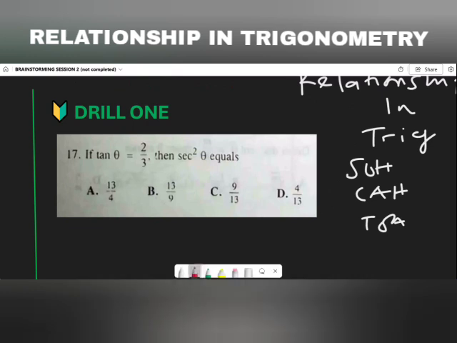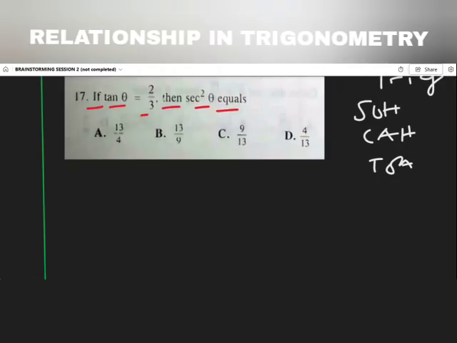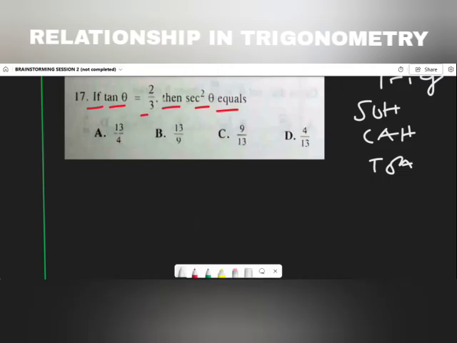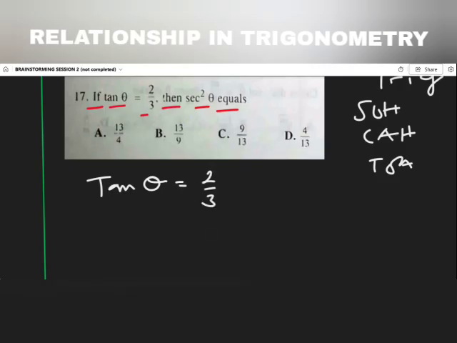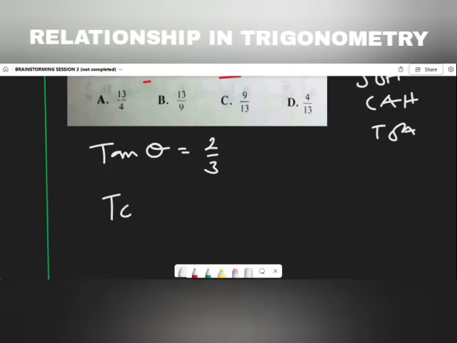In the question we are given that if tan theta equals 2/3, then sec square theta equals what? Now the way to solve this is actually simple. Since tan theta is equal to 2/3, and recall that tan theta is TOA, that means our opposite is 2, then our adjacent is 3. So my opposite here is 2, and my adjacent here is 3.